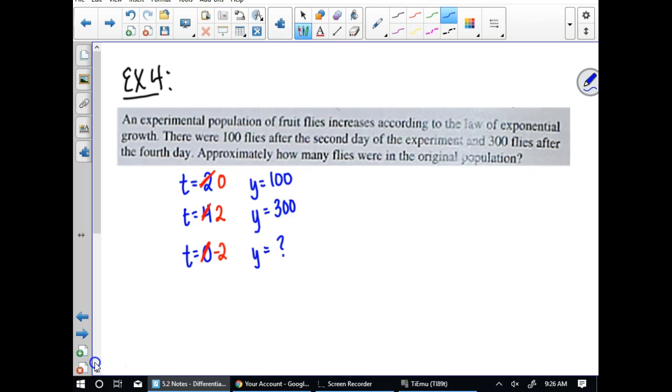So what I can do now is say y equals, the initial population now is 100, e to the kt. So I could plug in the 2 and the 300. So 300 equals 100 e to the 2k. Divide by 100. I get 3 equals e to the 2k.